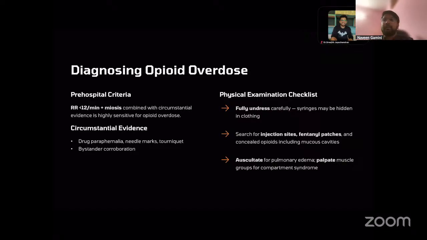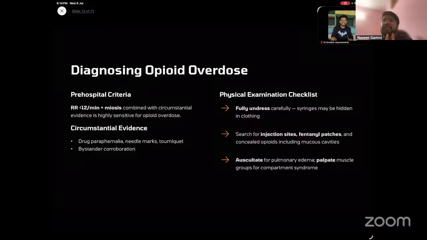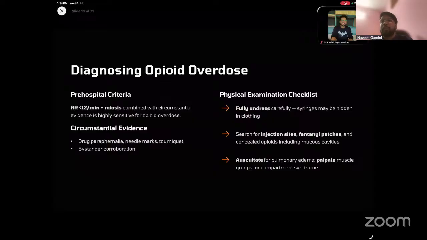Next, let us come to diagnosing opioid overdose. When we have to diagnose opioid overdose, the pre-hospital criteria are a respiratory rate less than 12 per minute and miosis. These are combined with circumstantial evidence, which can be drug paraphernalia, needle marks, a tourniquet, and bystander corroboration. These are all the pre-hospital criteria to consider an opioid overdose.